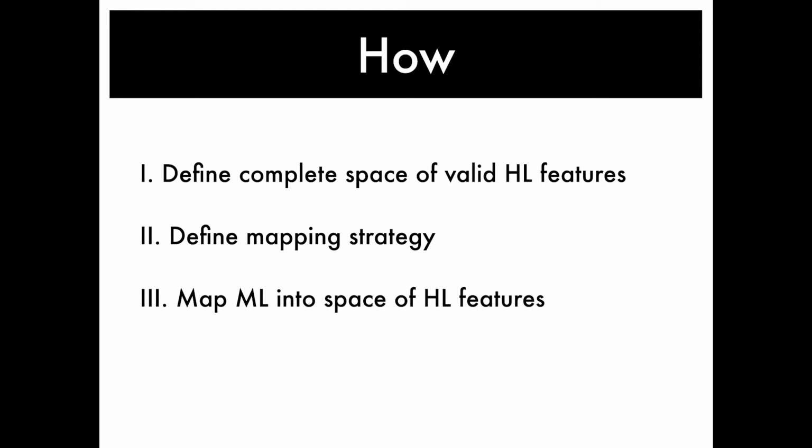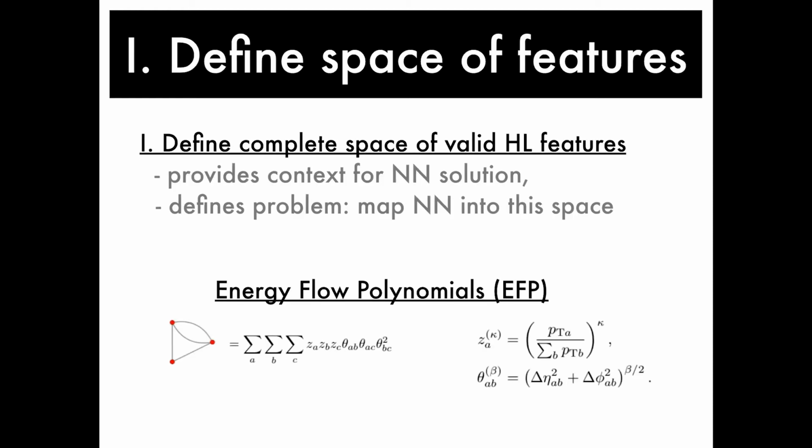All right, so first we define the space of ideas, and then we try to map the network into that space, right? And we need to think about what it means to map that. So let me go into a little bit more detail about how each of these steps work. First, how do we define the complete space of ideas?